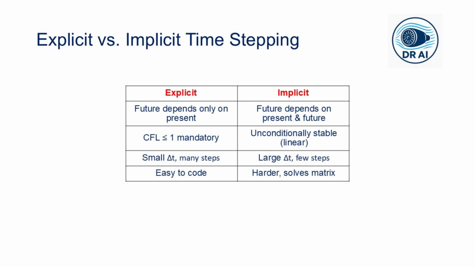You always know where your foot is. Implicit is like jumping across the chasm. You must plan the landing. But you get there faster. Most industrial CFD solvers use implicit methods for steady flows and explicit only for the very fast transients. For example, shock waves, where accuracy demands small delta t anyway.